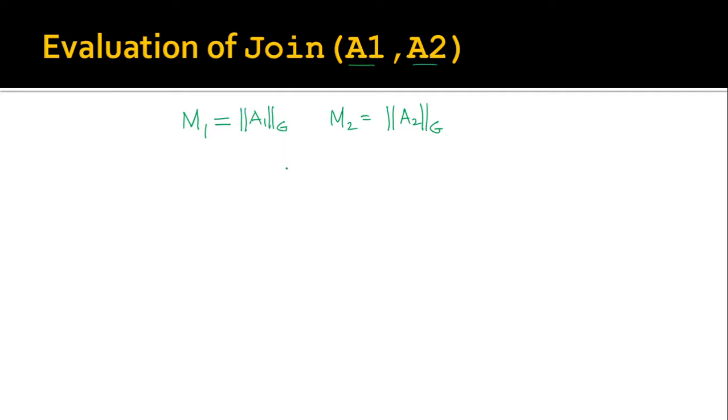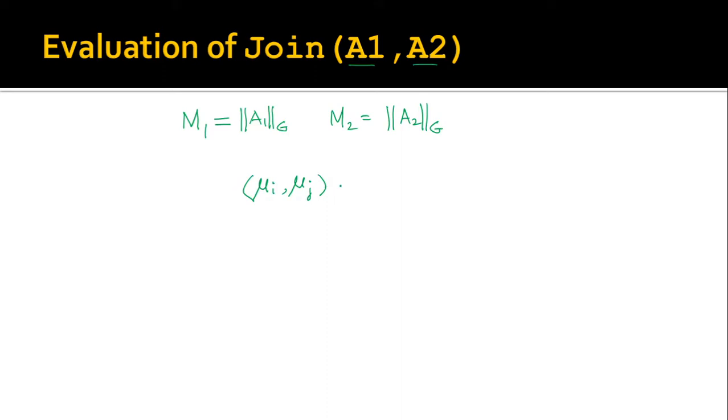Now we need to find out the solutions that are compatible, right? So we take one solution, which is mu i, from the first solution set, which is m1, and take another solution from m2, which is mu j. So we take a pair, one from m1, other from m2, right? So this will be our candidate for join, right?